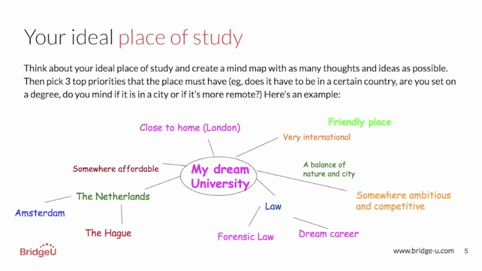Next, pick 3 top priorities that the place must have. So for example, you're set on a certain university, a certain city, a certain degree, etc. Here are my top 3 priorities.